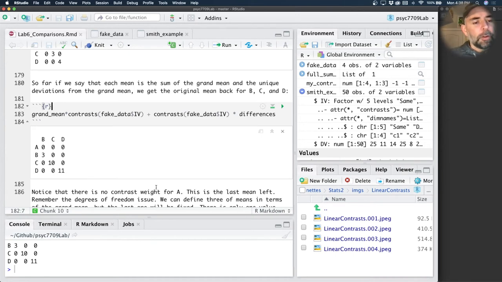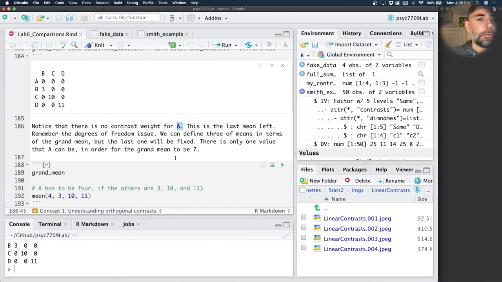Now, remember, we've got 4 groups. We haven't got to A yet. Notice for A, there's no column for A. This has to do with degrees of freedom. Remember, we're defining each of the group means in terms of the grand mean. We've done that 3 times now. So there's no degrees of freedom left over for A.